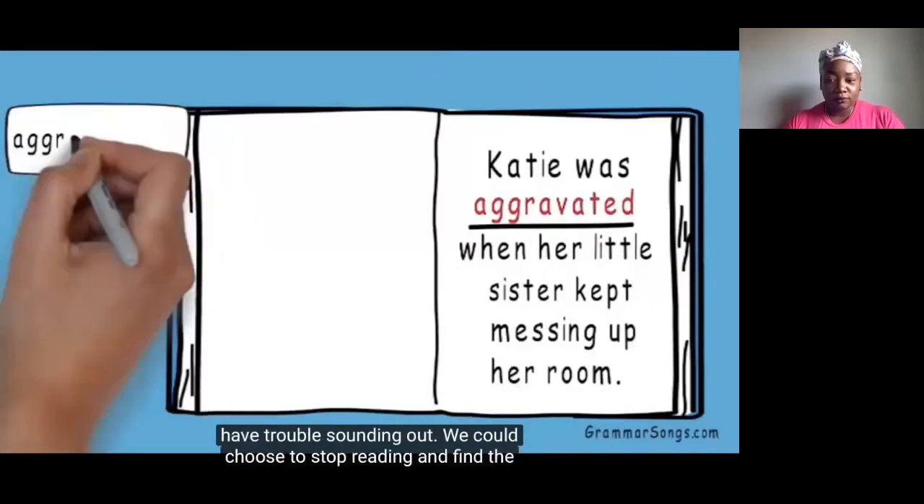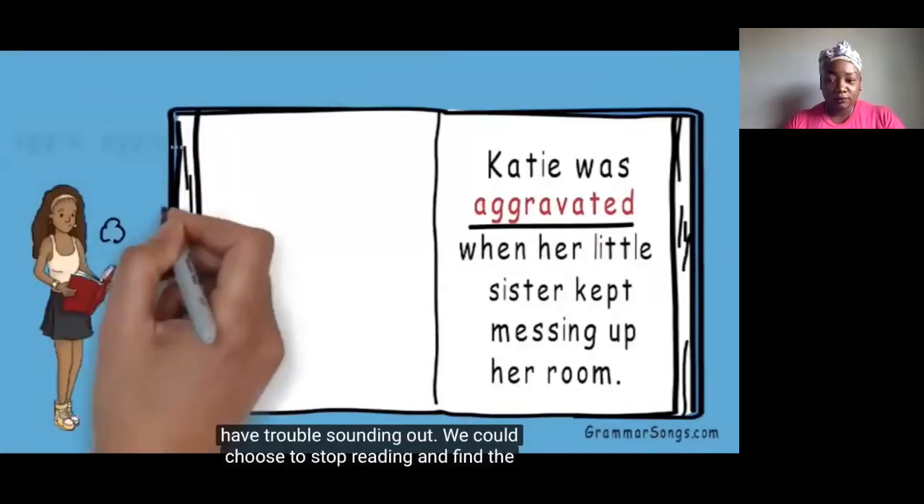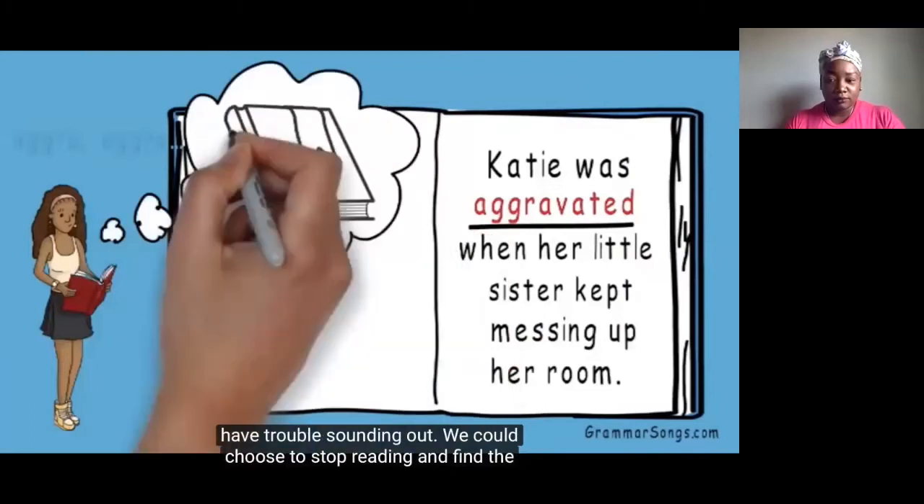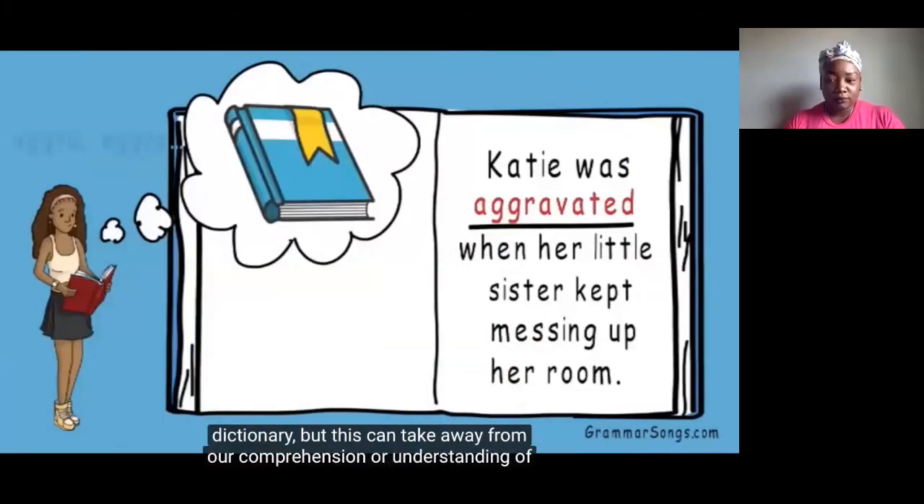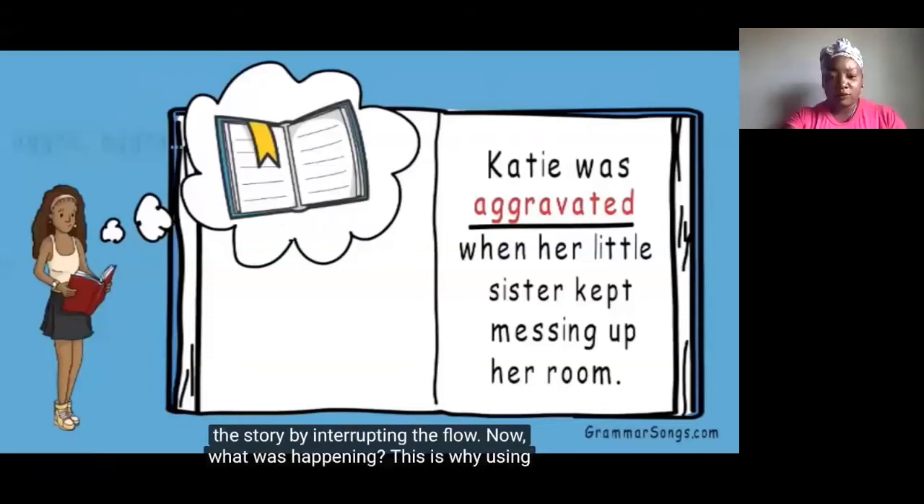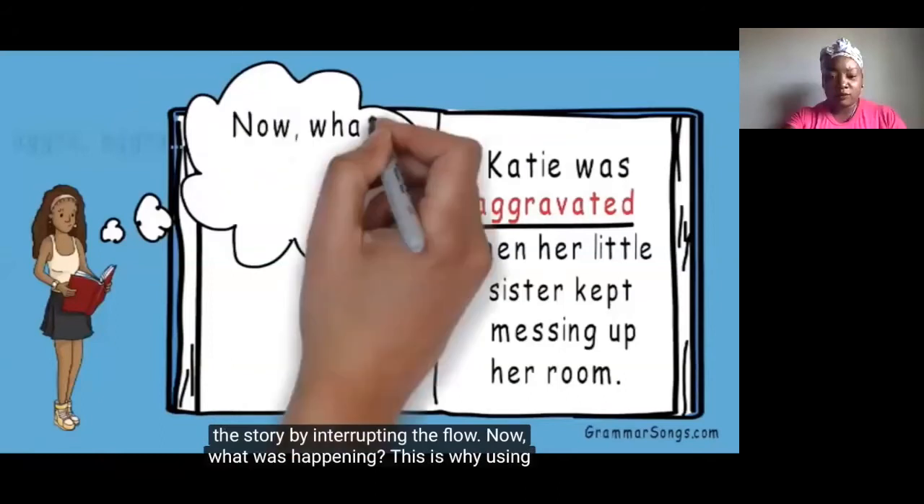When we read, sometimes we will come upon an unfamiliar word that we don't know and have trouble sounding out. We could choose to stop reading and find a dictionary, but this can take away from our comprehension or understanding of the story by interrupting the flow. Now, what was happening? This is why using context clues is so important.